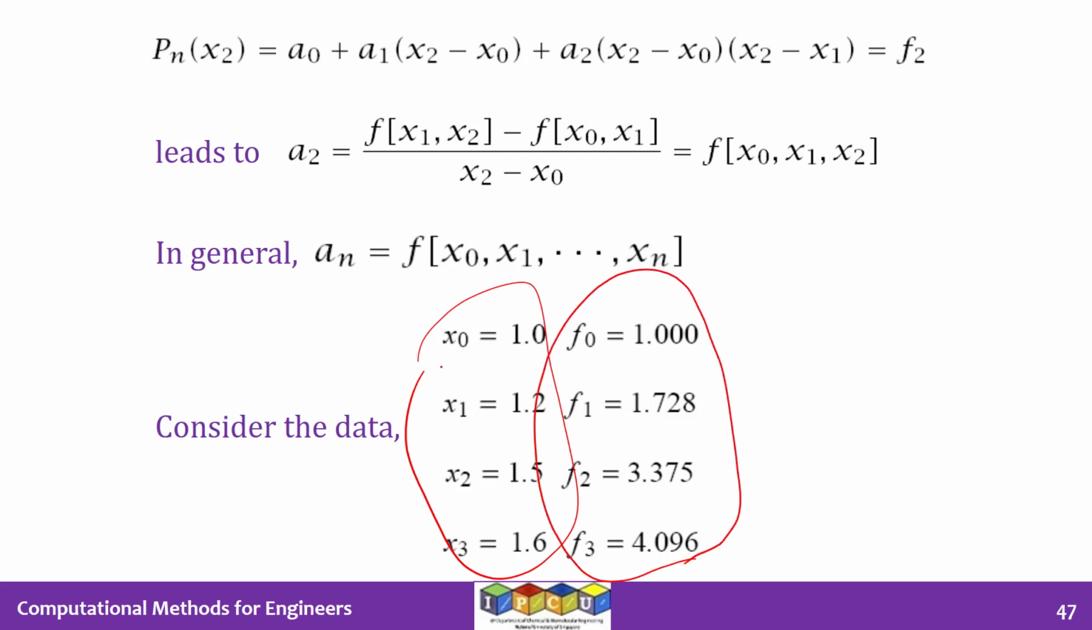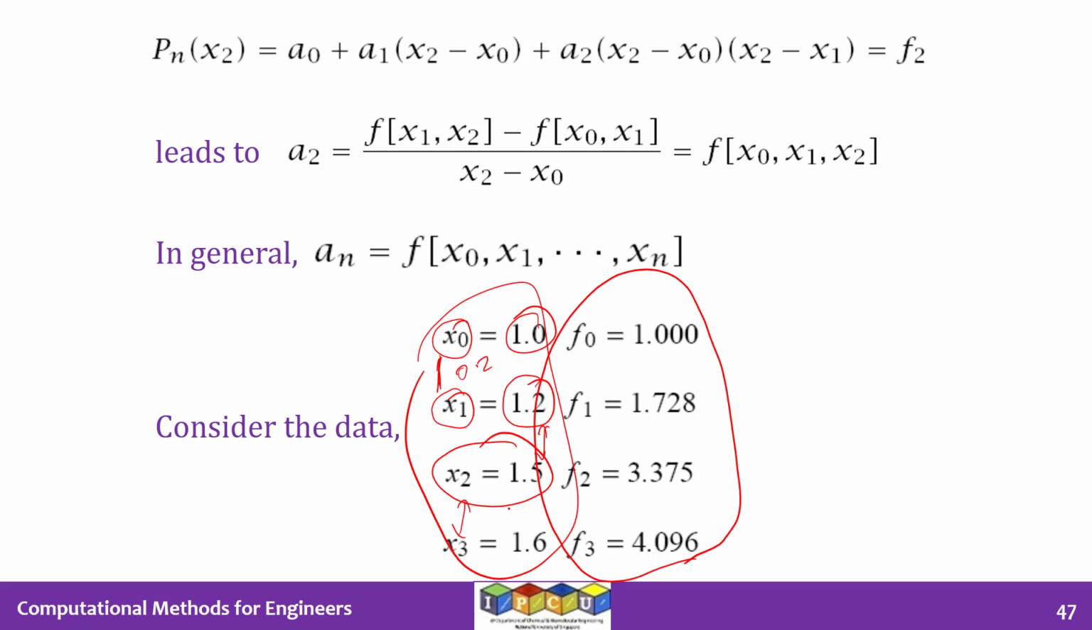If you see the gap between the first x value and the second x value, the first x value is indicated by x0, the second x value is indicated by x1 in this particular table. You see the gap is 0.2 between 1.2 and 1. If you look at the gap between the second and third data points, the gap between x1 and x2 is 0.3. And then the gap between x3 and x2 is 0.1. So we have data from unequally spaced x measurements.